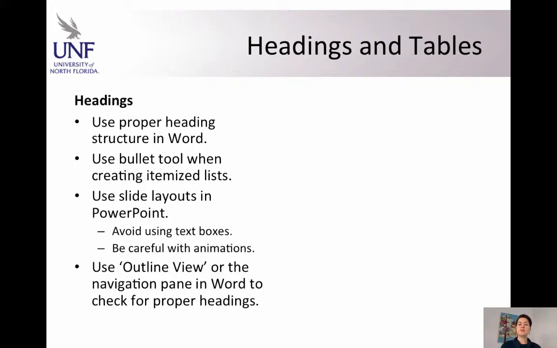It's also important to be careful with animations. If your animation is integral to whatever your content is, you may have to provide some alternative form of access. So you may have to provide a description of what's happening in that animation for students who may have visual limitations. In order to check the structure of either a Word or a PowerPoint document, to see how a screen reader would read it, you can use the outline view in your navigation pane to check that proper headings are being used.